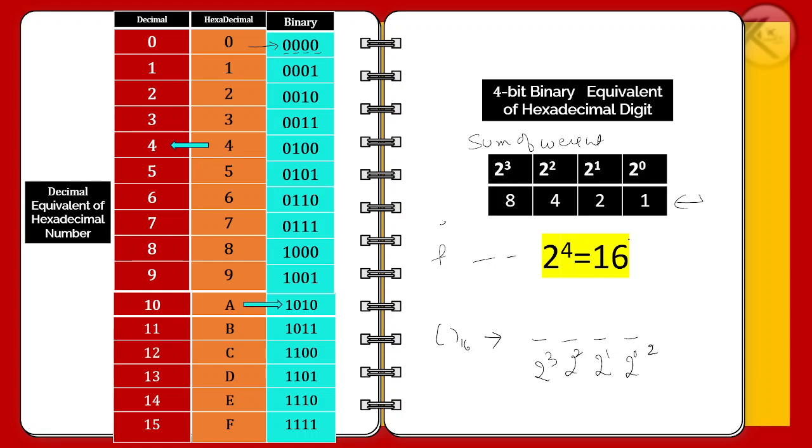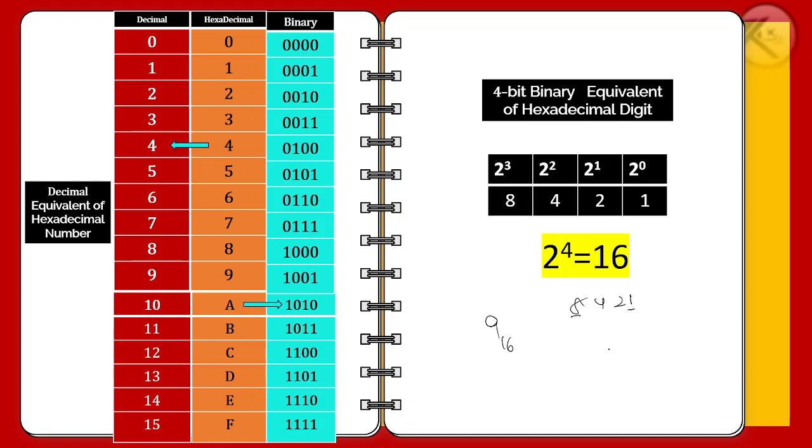And what does the sum of weight method say? Suppose I have to find the value 9 in hexa and I have to find out its binary equivalent. Then what I will do is write 1, 2, 4, 8. This is my value 9 in hexa. See which weights add up to give me the value 9. So 8 plus 1 is 9. Mark those bits with 1, and the weights which do not contribute in the addition, mark them with 0.